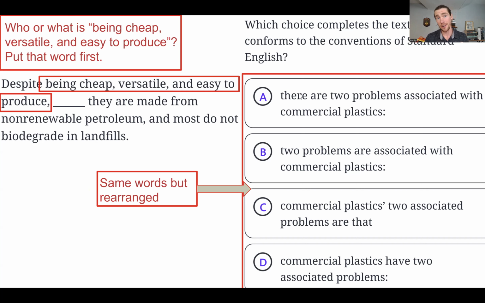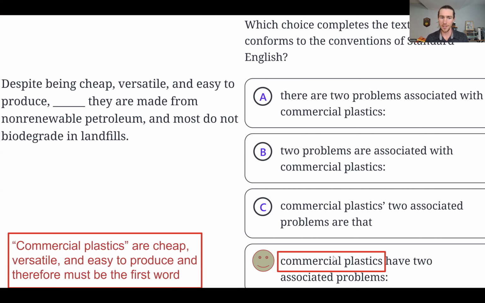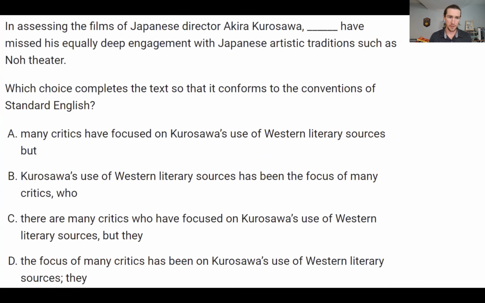So, who or what is cheap, easy to produce, and versatile? Would it be there are? Would it be 2 problems? Would it be commercial plastics, 2 associated problems? Or would it just be the plastics, commercial plastics? Yes, the answer is commercial plastics because that is what is cheap, versatile, and easy to produce, so it must come first.